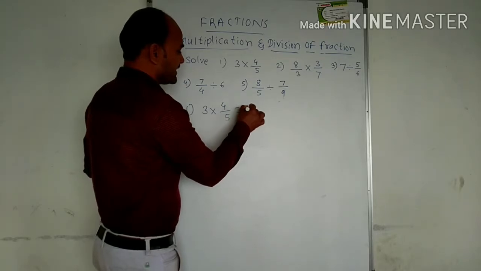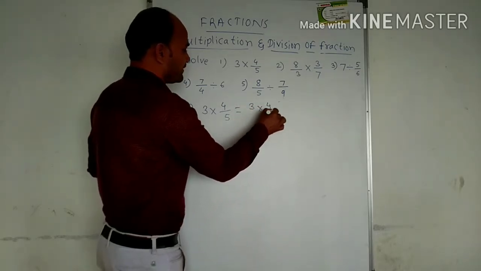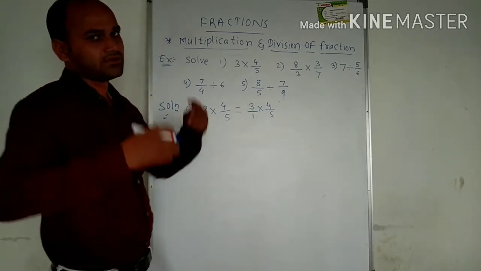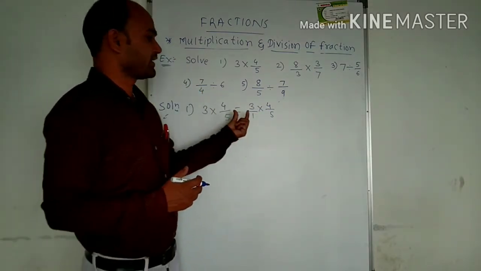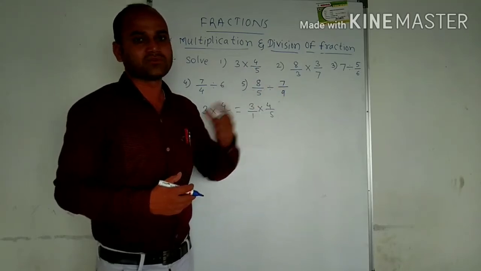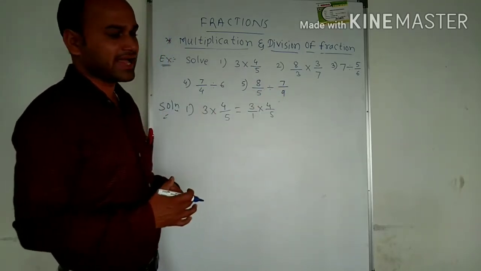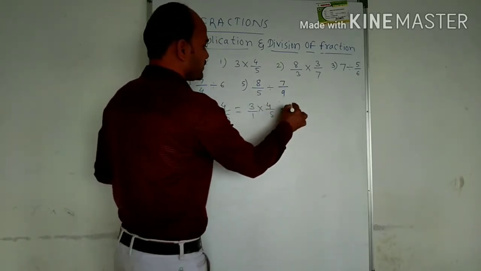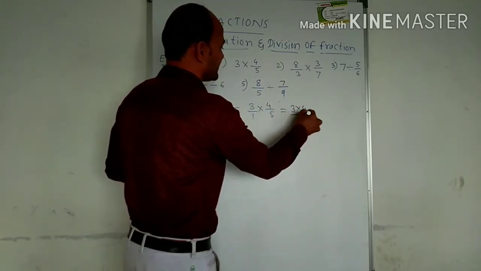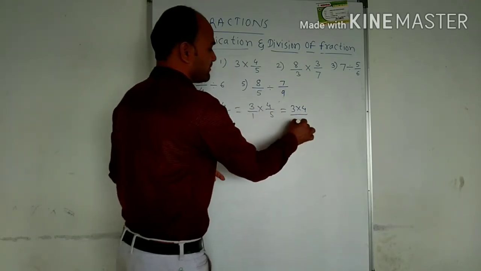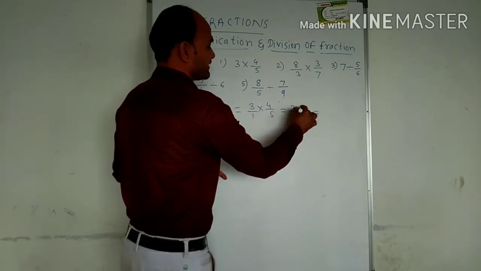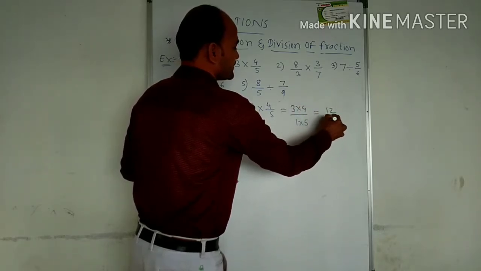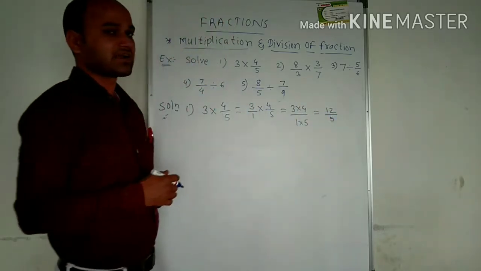Let me see here, 3 into 4 upon 5. So 3 upon nothing is there. It means that whatever integer it is, the denominator becomes 1. So then 3 into 4, we directly multiply the numerators and directly multiply the denominators. 3 4s are 12, 5 1s are 5. So 12 upon 5 is our answer.